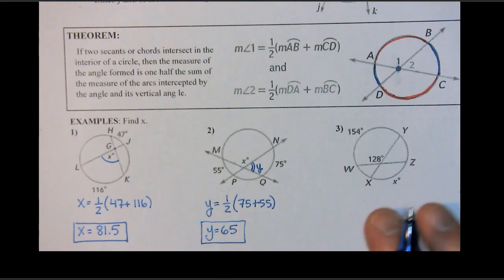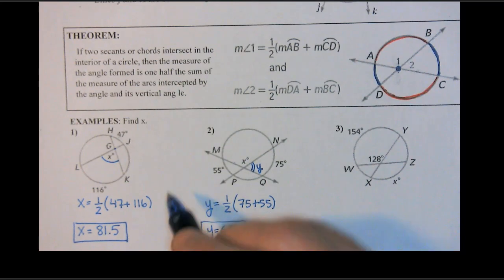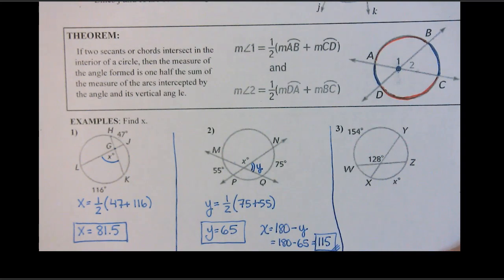Now be careful, that's not our answer. Our answer is X, which is 180 minus Y, right? Because together X and Y is a linear pair. So this would be 180 minus 65, which equals 115. So there we go right there. The answer for our problem here is X equals 115.